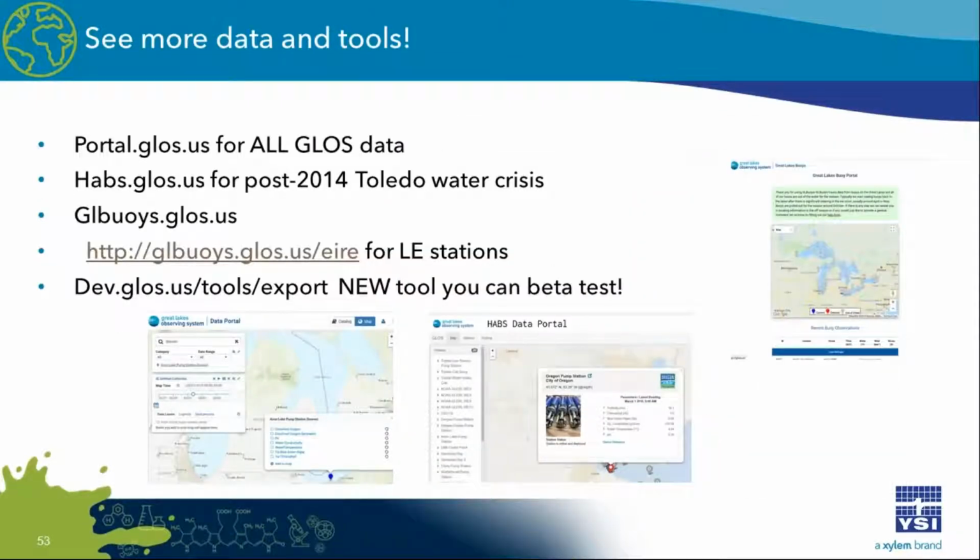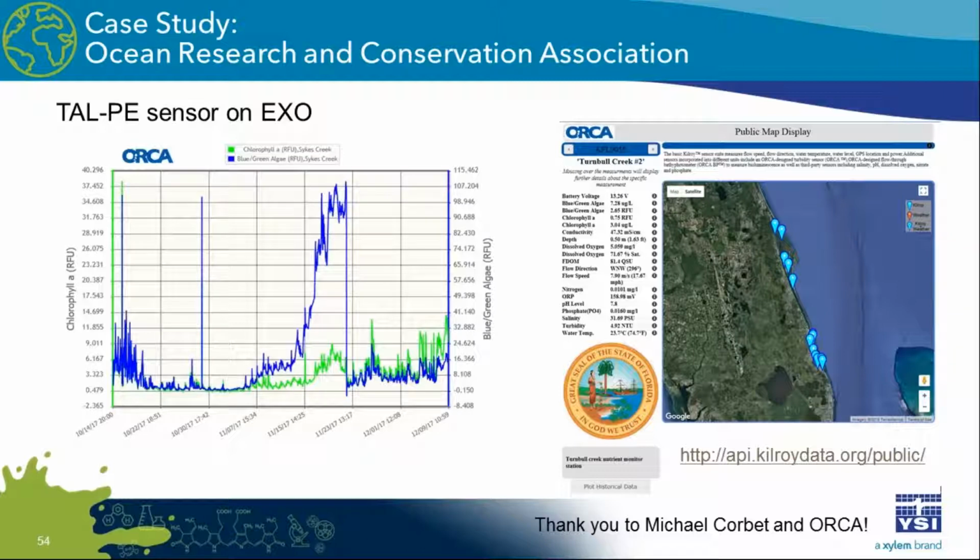I'm going to flip through this. You can go look at more data and tools, and I'll talk about my last example, which is from Orca, where they occasionally see a bloom. This is in a marine environment, a coastal environment. And here's an example where they're using the total algae PE sensor. And note the scale here.